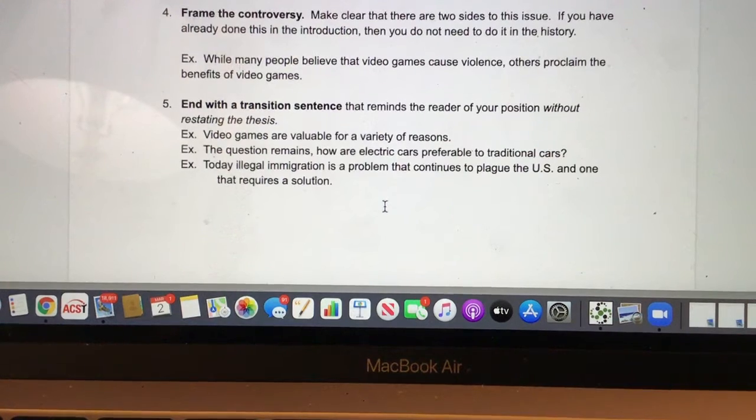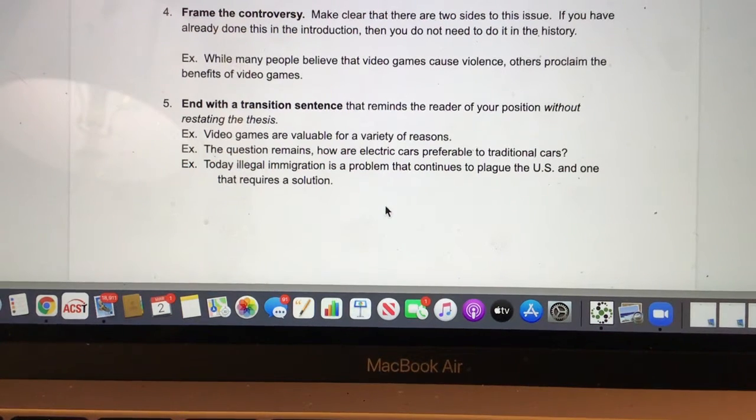So you could say, the question remains, how are electric cars preferable to traditional cars? And then I gave you mine. Illegal immigration is a problem that continues to plague the U.S. and one that requires a solution. So mine was very, very general. But the whole point of your transition sentence is it positions you to then start arguing for your thesis. Okay? So those are just some guidelines.